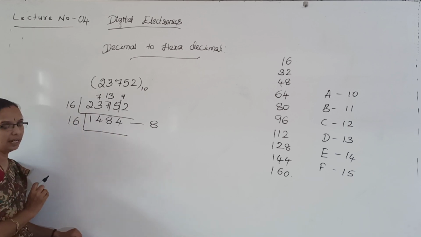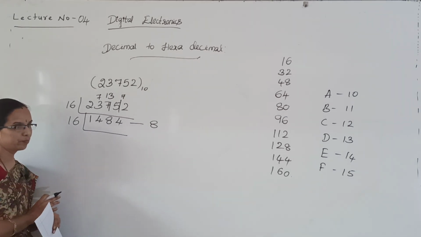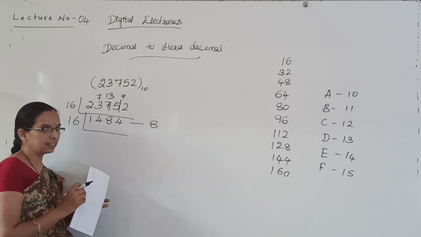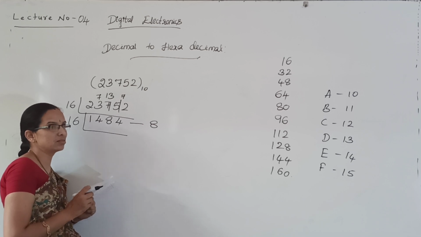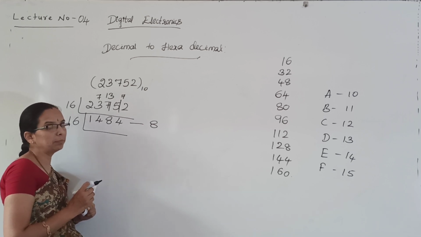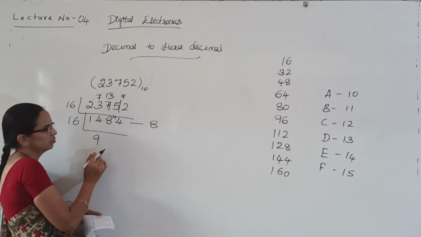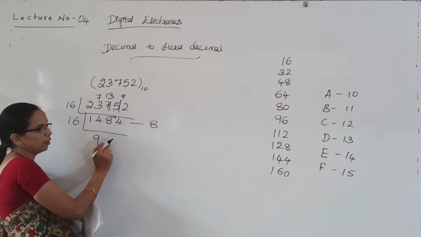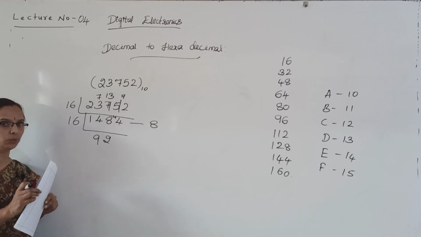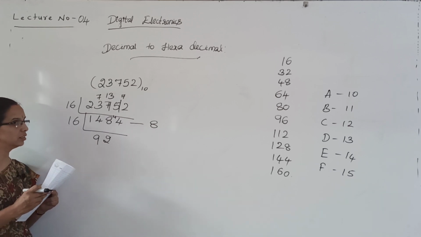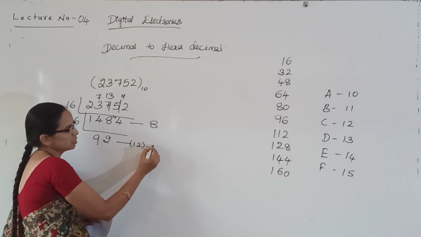But don't be in a hurry here, because with these carries, if you do the problem correctly in digital electronics, you get full marks. If you miss one digit or one bit, you lose the complete mark. Okay. 16 nines are 144, so 4 will be remaining. 16 threes we cannot do, so 16 twos are 32. 12 will be remaining. 12 is represented as C.